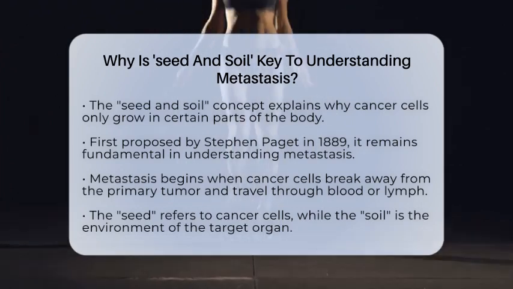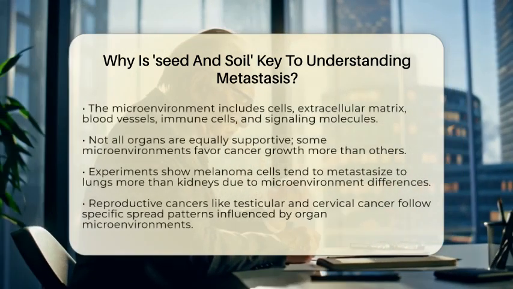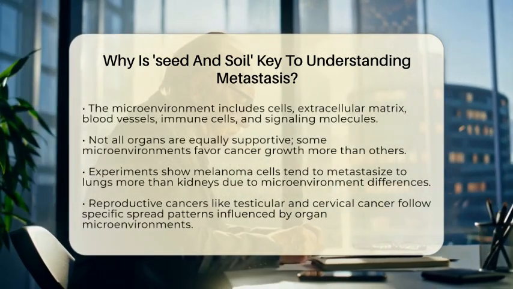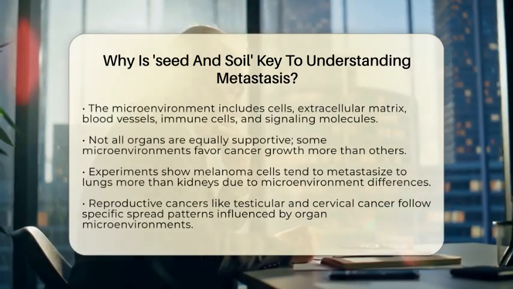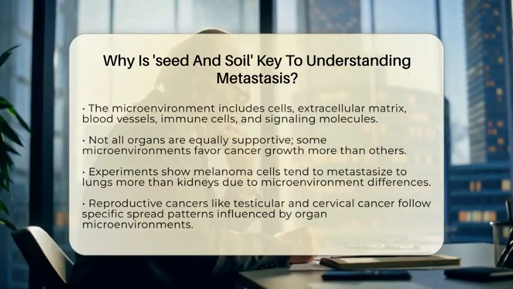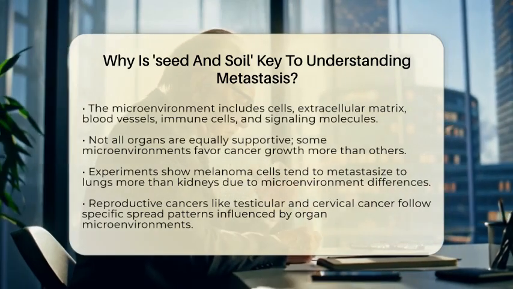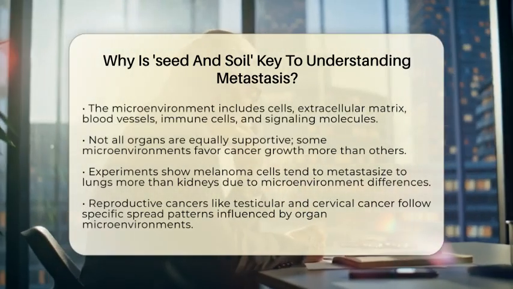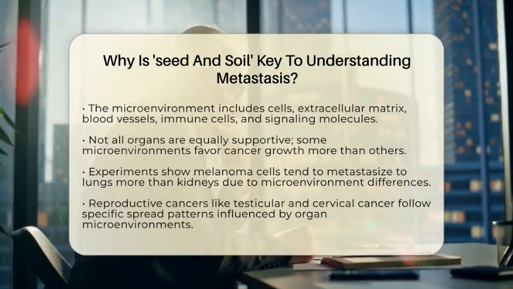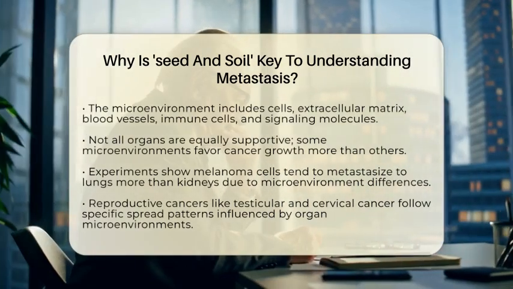The soil refers to the microenvironment of the target organ, which includes surrounding cells, the extracellular matrix, blood vessels, immune cells, and signaling molecules. These components can either support the growth of the cancer seeds or inhibit it. Why does this matter? Because experiments have shown that cancer cells often reach many organs but only grow into secondary tumors in some. For example, melanoma cells injected into mice tend to metastasize to the lungs but rarely to the kidneys, even when both organs are accessible. This demonstrates that the microenvironment of the lung provides a more supportive soil for melanoma cells than the kidney does.